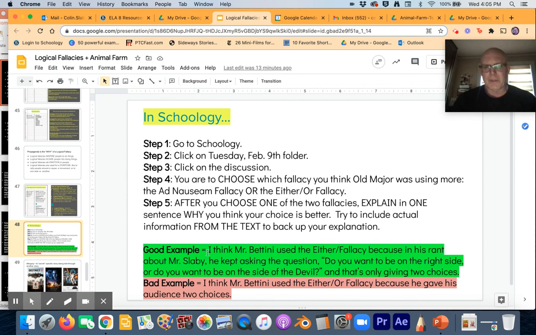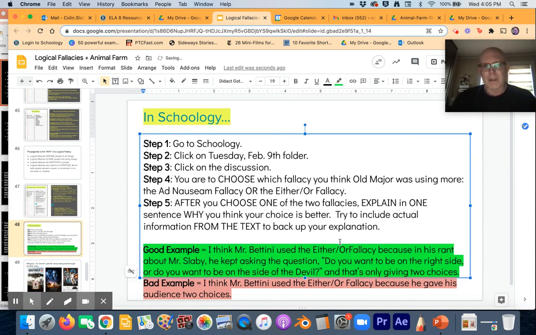I think Mr. Bettini used the either or fallacy. Oops, sorry. Because in his rant about Mr. Slaby, he kept asking the question, do you want to be on the right side or do you want to be on the side of the devil? That's only giving two choices. Notice I used an example from the text. That's how you do this.